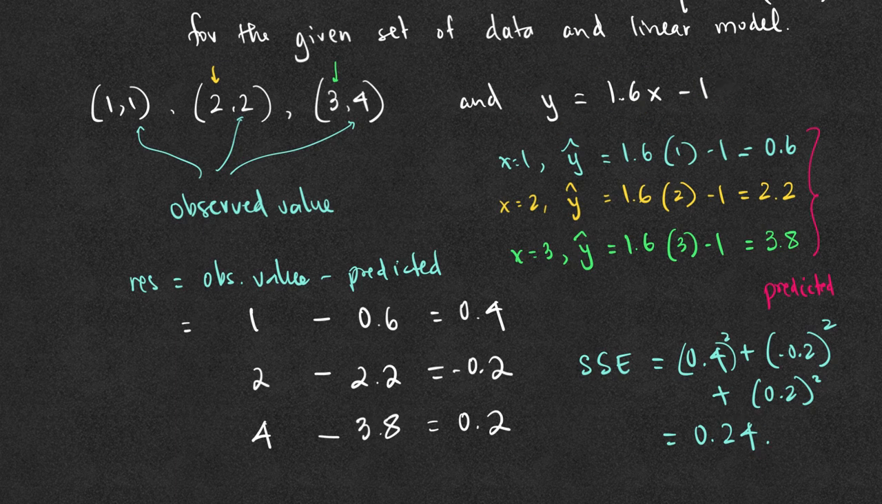The number SSE, in this case 0.24, tells us how accurate the model is. If we were given a different model with the same data set, and with that new model we computed a different SSE following these procedures, then comparing the two models, the one with the lower SSE would be more accurate.